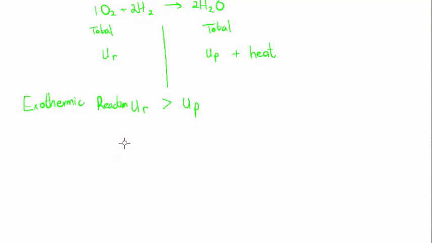Now let's look at something like the Haber process. So the Haber process is the production of ammonia. So it's hydrogen plus nitrogen producing ammonia. Okay?